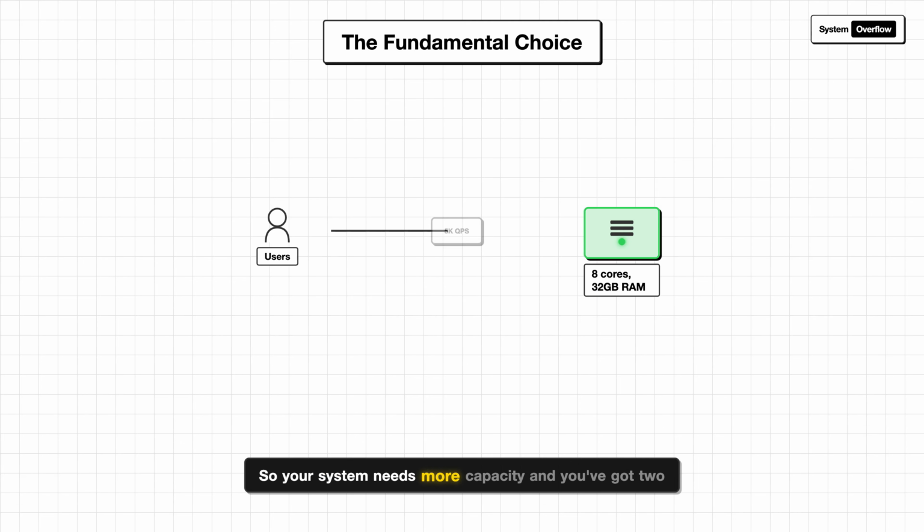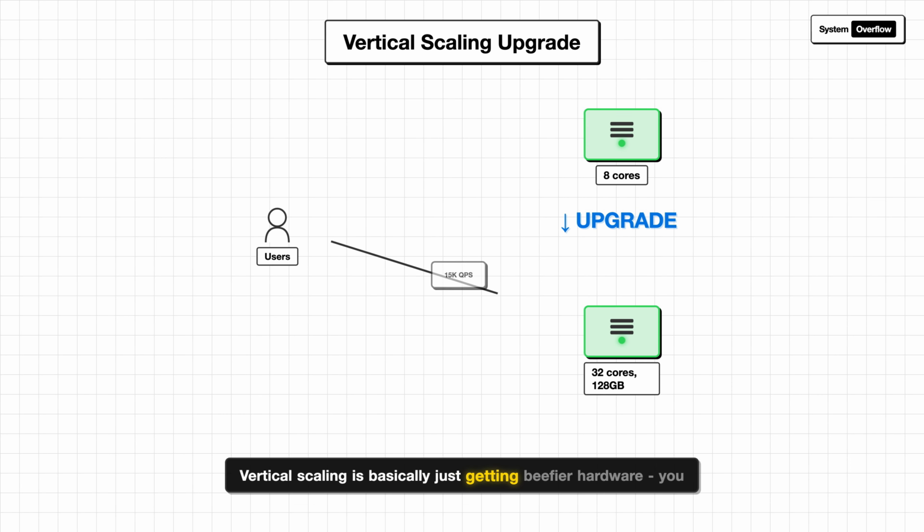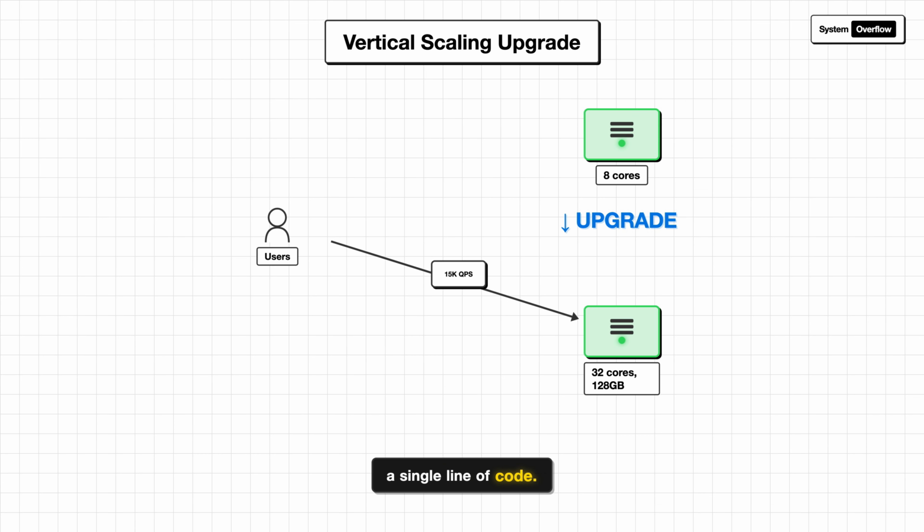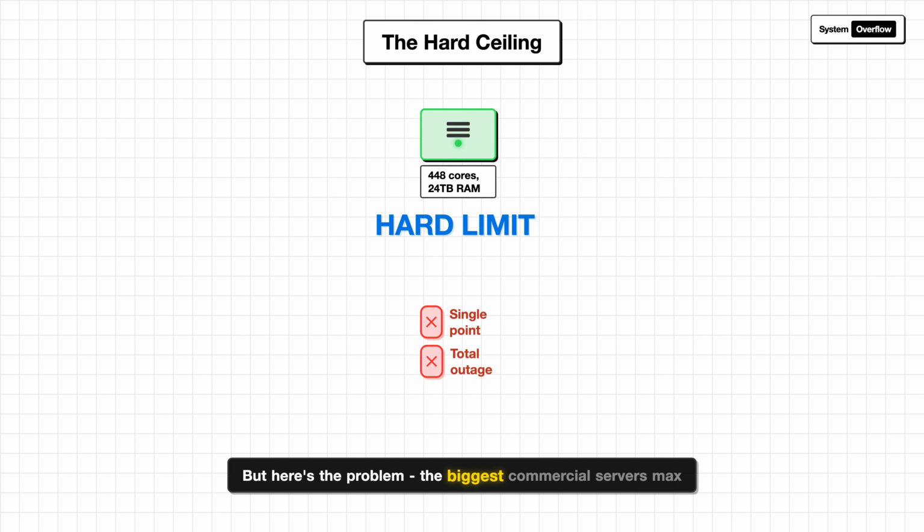So your system needs more capacity, and you've got two ways to handle it. You can either upgrade to bigger machines, or just add more machines to the pool. Vertical scaling is basically just getting beefier hardware. You go from 8 cores to 32, from 32 gigs of RAM to 128, and boom, your database jumps from 5,000 queries per second to 15,000 without changing a single line of code. But here's the problem. The biggest commercial servers max out around 448 cores and 24 terabytes of RAM, and you've created a single point of failure where one hardware fault takes down your entire service.